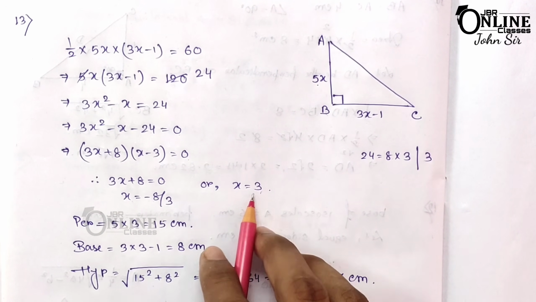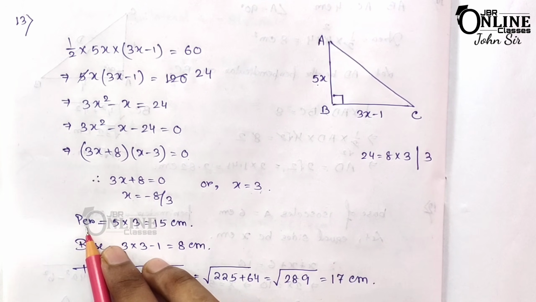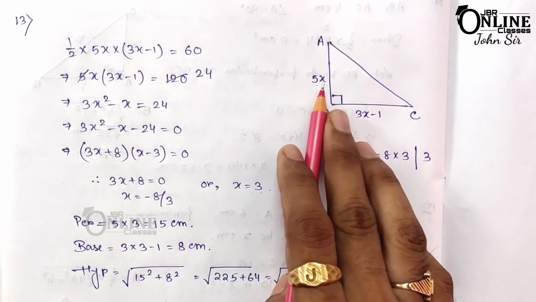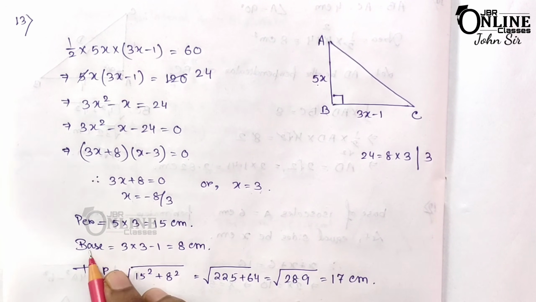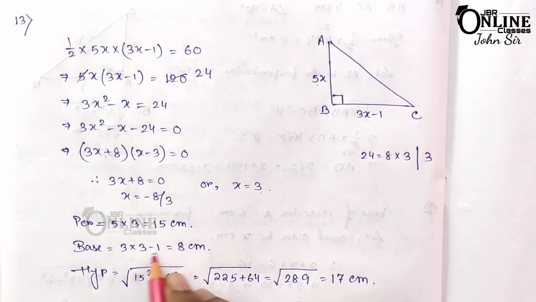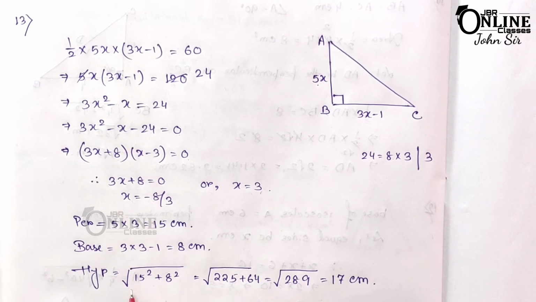Okay, so if x equals 3, then the perpendicular, that means 5 into 3, 15, and base equals 3 into 3 minus 1, 8. So the hypotenuse will be root over 15 square plus 8 square, then that will be 17 centimeter.